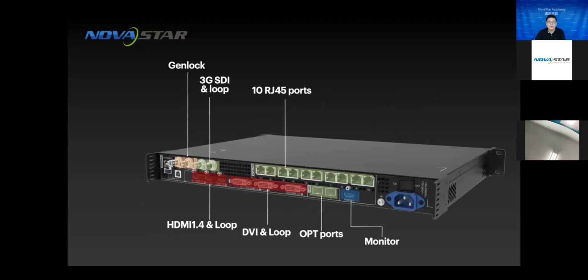Now let's check the rear panel. There are multiple inputs with loop out, including 3G-SDI, HDMI 1.4, and DVI. VX1000 also supports G-Lock, which is not available on other VX teammates. In addition, it's also the first time OPT ports are integrated into VX products. For the outputs, it has 10 RJ45 ports, 2 10G OPT ports, and 1 HDMI 1.3 for monitoring. So that is the product overview. Next, let's see the working modes.